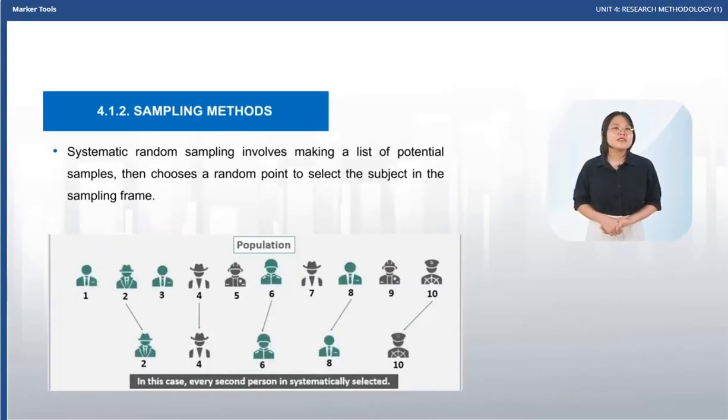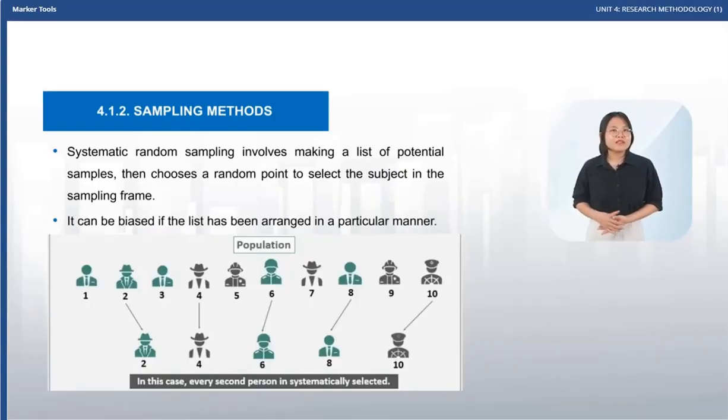Next one is systematic random sampling. This sampling method involves making a list of potential samples. Then you choose a random point to select the subject in the sample frame. It can be biased if the list has been arranged in a particular manner.